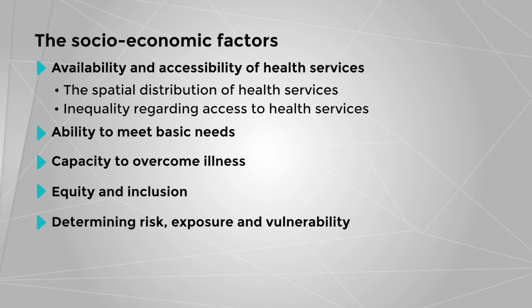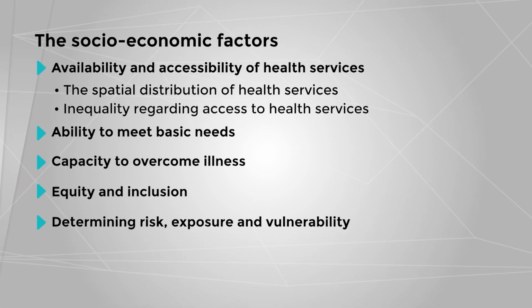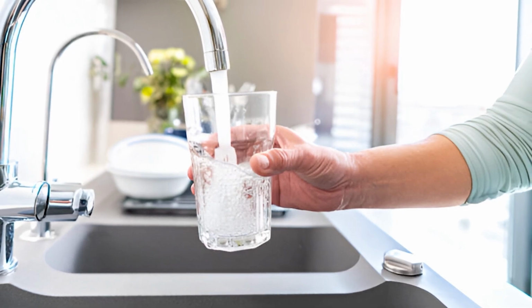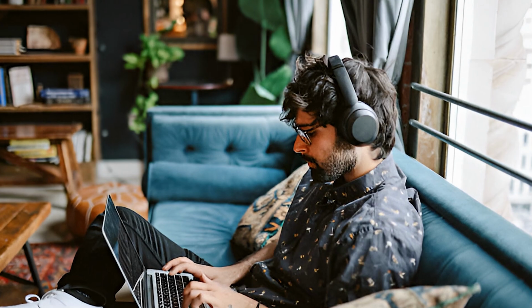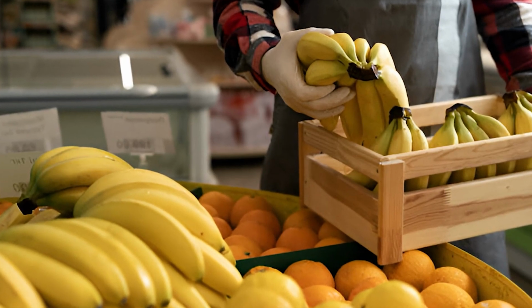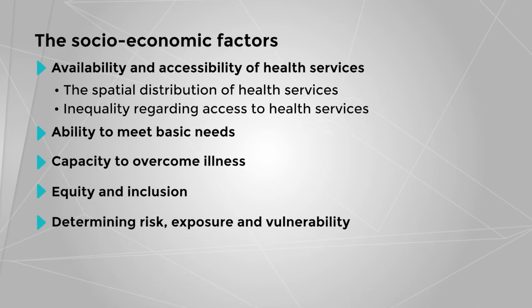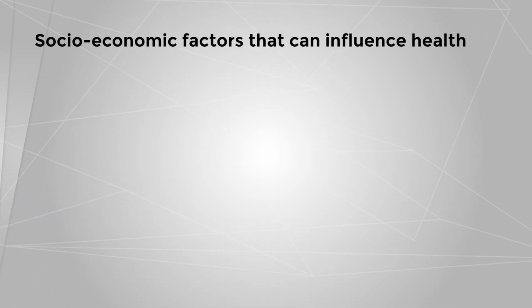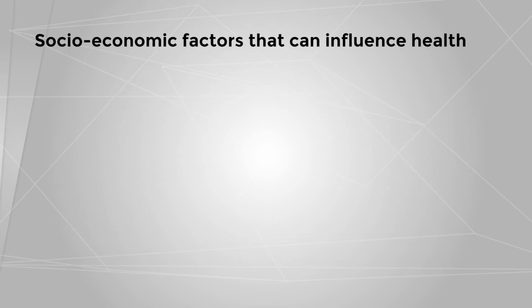Determining risk, exposure, and vulnerability. Exposure to risk, such as exposure to air pollutants, availability of clean drinking water, lifestyle and habits, quality of food that one consumes, and other natures of vulnerability are dependent upon socio-economic conditions. Now let us discuss some socio-economic factors that can influence health.